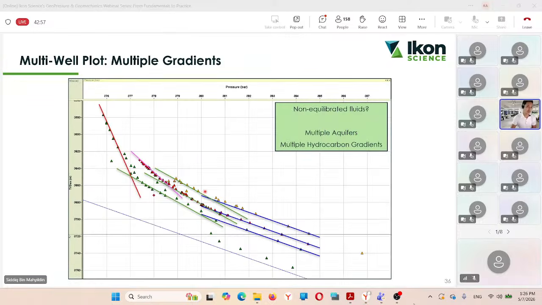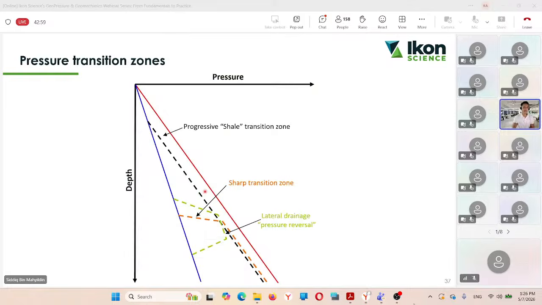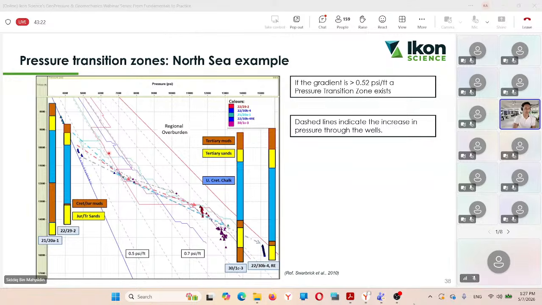But we're going to take a look at some exercise in RockDoc as well for that. And this is just to highlight to you the pressure transition zone that we talked about earlier. Whenever we have a pressure transition zone, we always have a sharp transition like this, and then it will follow certain other pressure gradient depending on what the fluid is. The example of this is what we have in the North Sea.